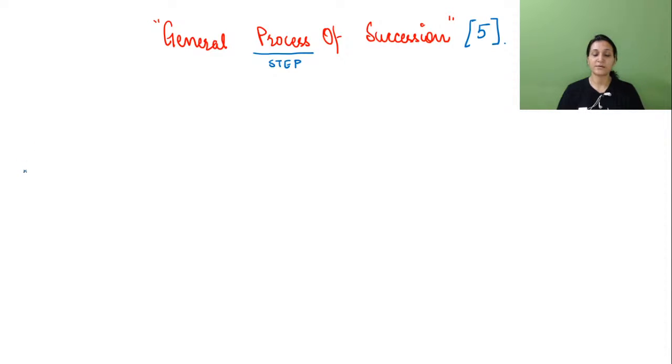I'll just take the name of these 5, and then we are going to talk about them in detail. First is nudation, second is invasion, third is competition and coaction, fourth is reaction, and fifth is stabilization. On the basis of these 5 steps, the succession occurs. So first is nudation.